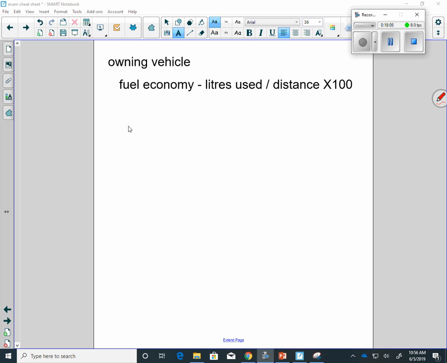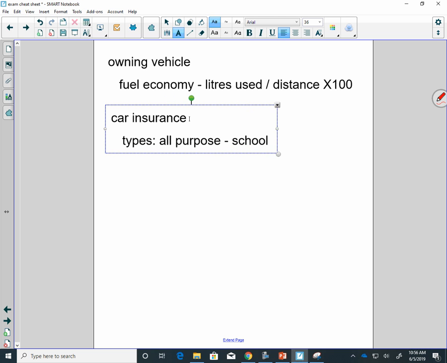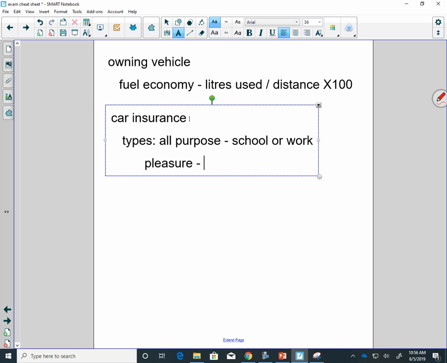Okay, then we talked about insurance, right? Car insurance. I guess I should call it car insurance. So there's the different types of insurance, right? There's all-purpose, which is what most people have for school or work. There's what they call pleasure, which is for non-working people. Maybe I shouldn't say retired. For non-work. Like if you've got a 67 Mustang convertible that you only drive to Clear Lake for ice cream, you can have pleasure insurance.